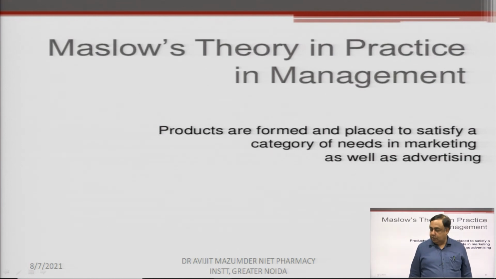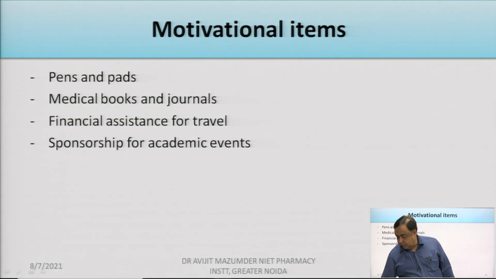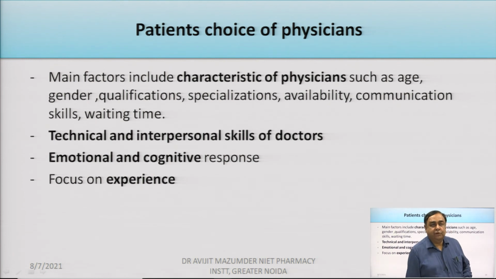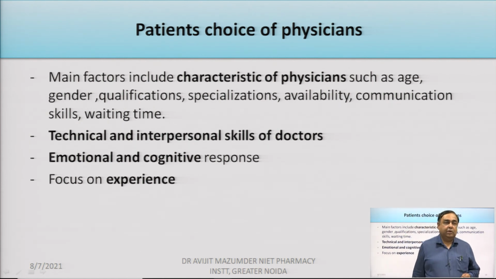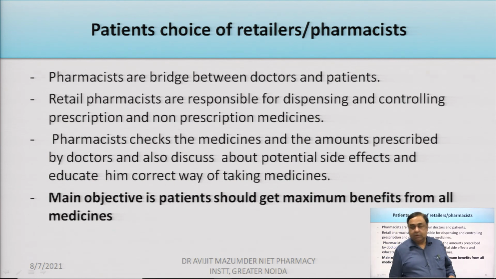So in Maslow's theory, products are formed and placed to satisfy a category of needs in marketing as well as advertisement. Pens, pads, medical books and journals, financial assistance for travel, sponsorship for academic level. Now whenever we are choosing a physician, we take into account the characteristics of the physician in terms of age, gender, qualification, specialization. We also look after the technical and interpersonal skills of the doctor. We see about the emotional and cognitive response, mainly focusing on the experience.